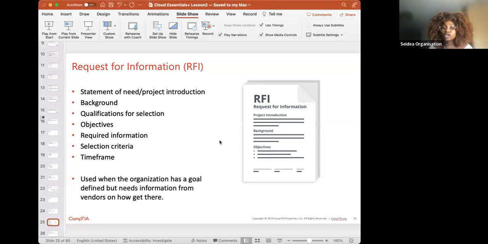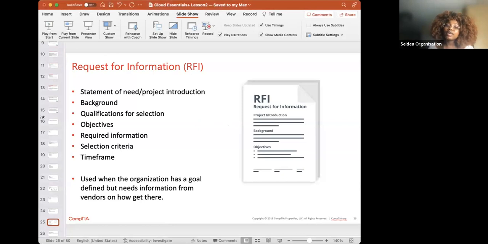When we're looking at the structure of a request for information, it has key components. The first one is the statement of need or product introduction. This deals with the overview of the project and the challenge. Why do you need to use a cloud? Why does your company need to move into a cloud structure? What is the challenge? What is the project about? Then the second one is background. Background deals with the organization's history, the current infrastructure of the organization, and the context for this request.